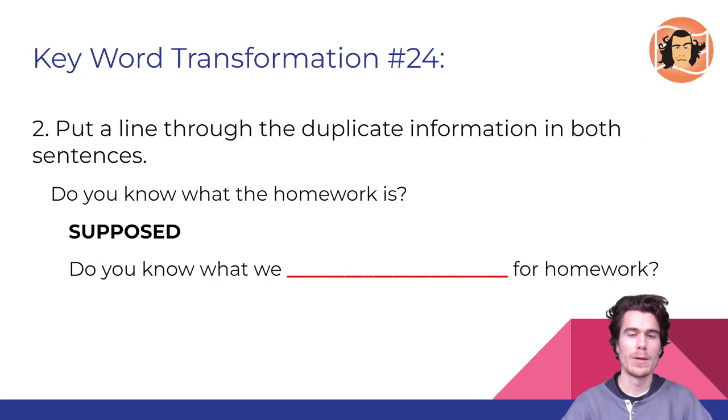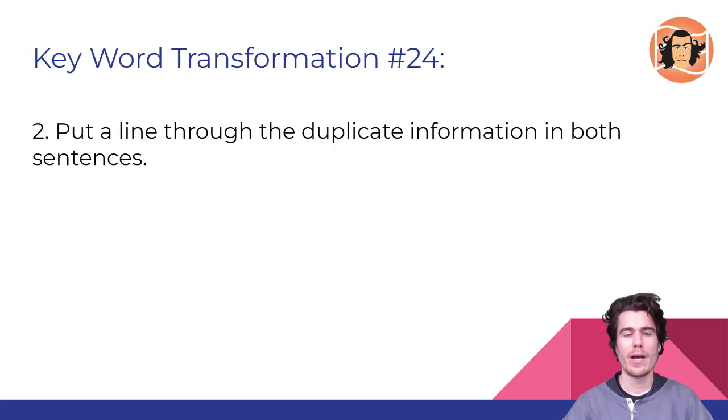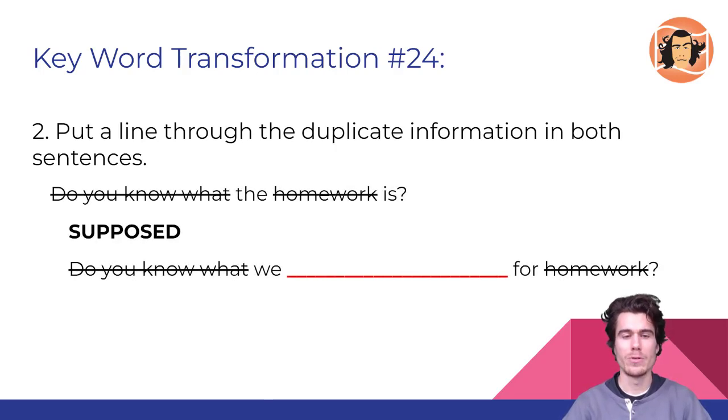Step number 2. Put a line through the duplicate information in both sentences. So you can pause this video now, put a line through the information that you find in the top sentence which is the same in the bottom sentence, and when you've done that, press play, and we'll see which words I've put a line through. Okay, so I've put a line through the words do you know what and homework.